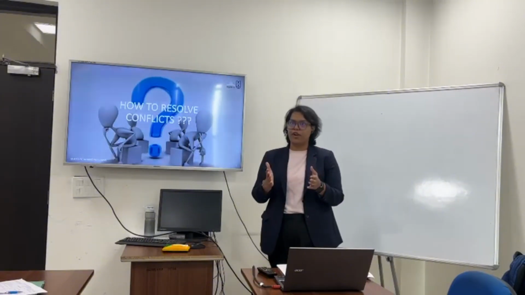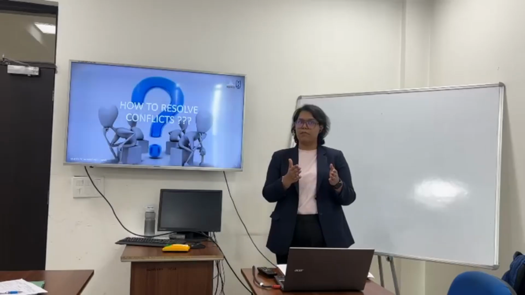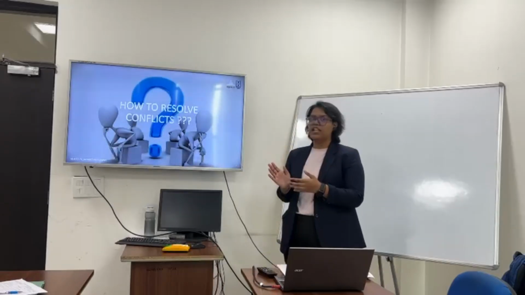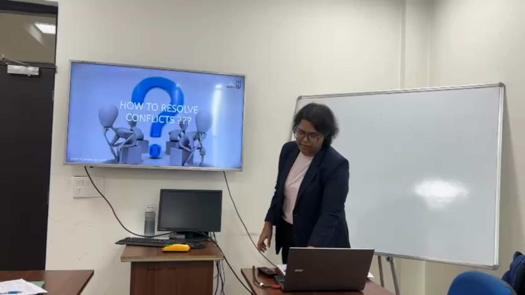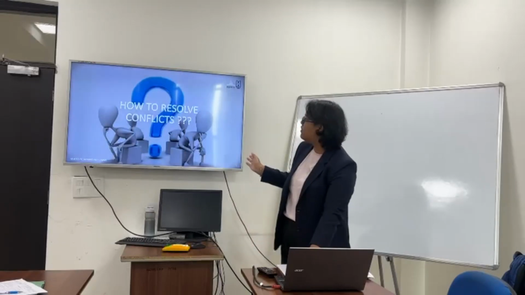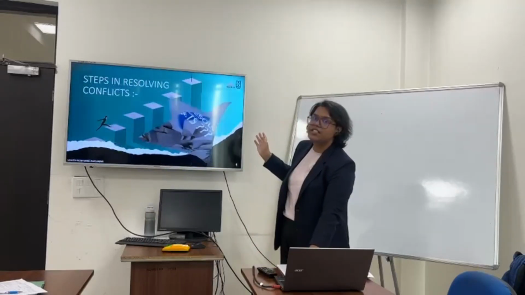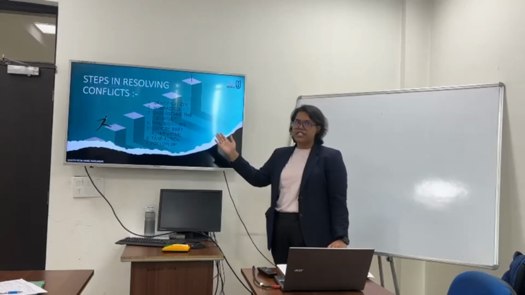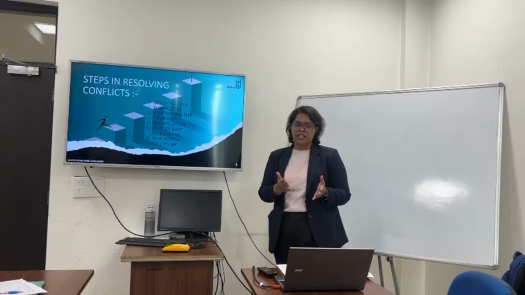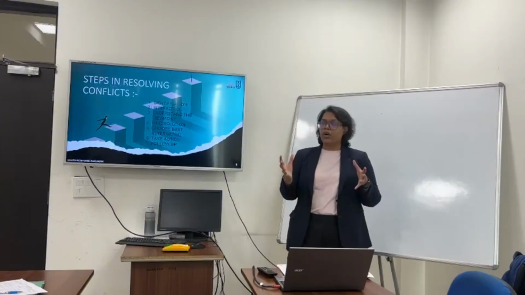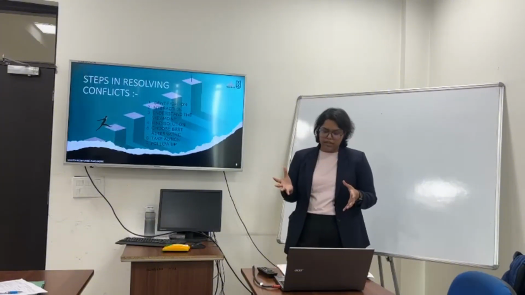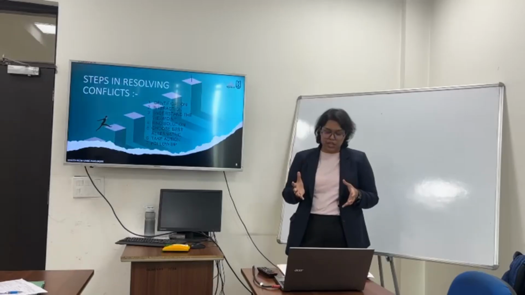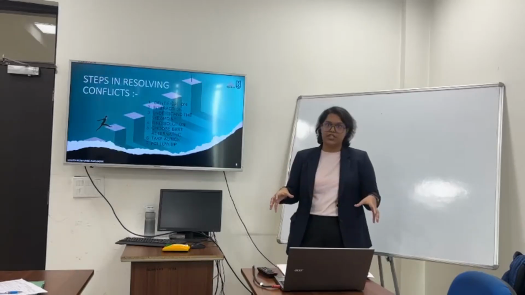These are steps involved. The first step, which was told by Chaitanya, was right. It is the identification step. So now I am going to tell you about the different steps in resolving conflicts. First is the identification step, which is told by Chaitanya, that we will find out what is the problem in the conflict. We will find out what is the real issue and who is involved in that issue.